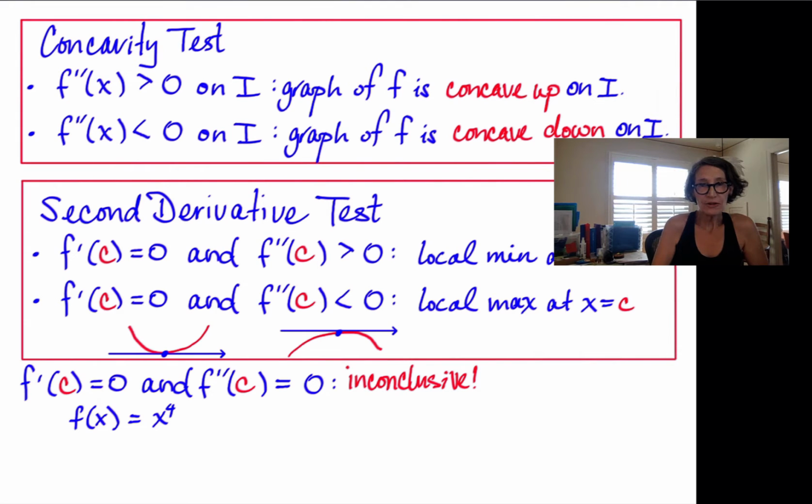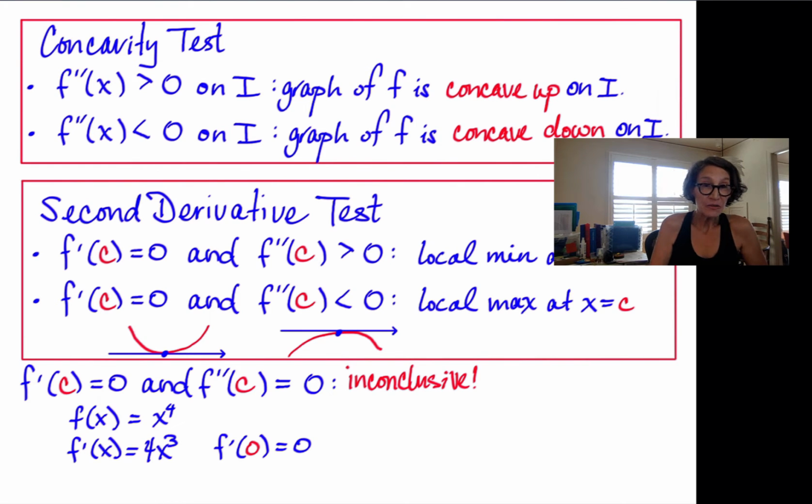Suppose we have the function f of x equals x to the 4th. Pretend like you don't know what the graph looks like. And you find the first derivative, and the first derivative is 4 times x to the 3rd. Well, your critical number is 0, because f prime of 0 is 0, so that's a critical number. But now you want to see if that's a local extreme value.